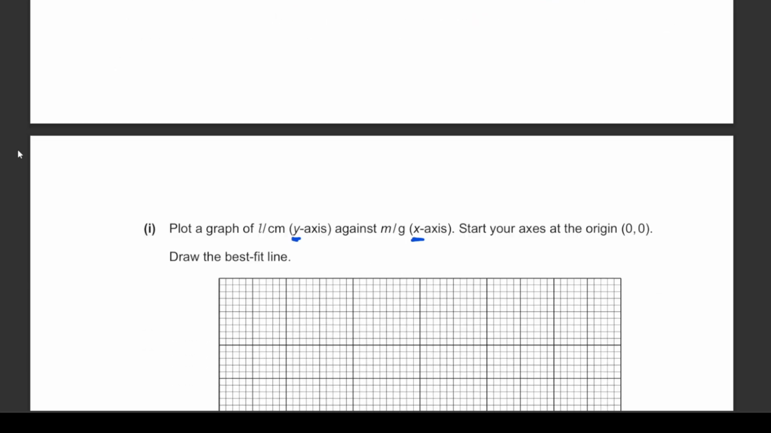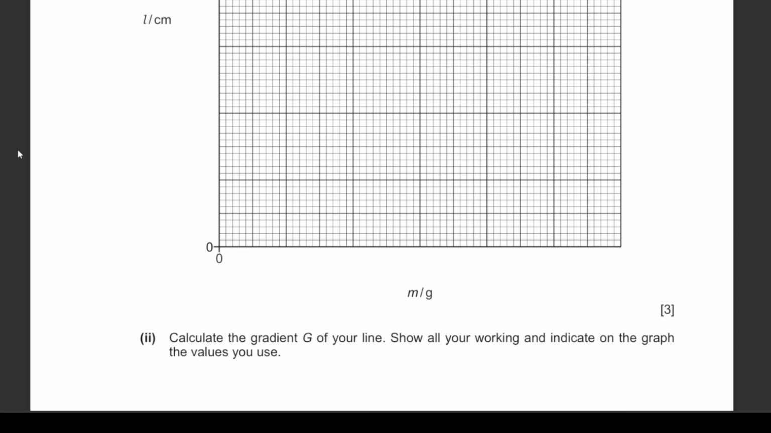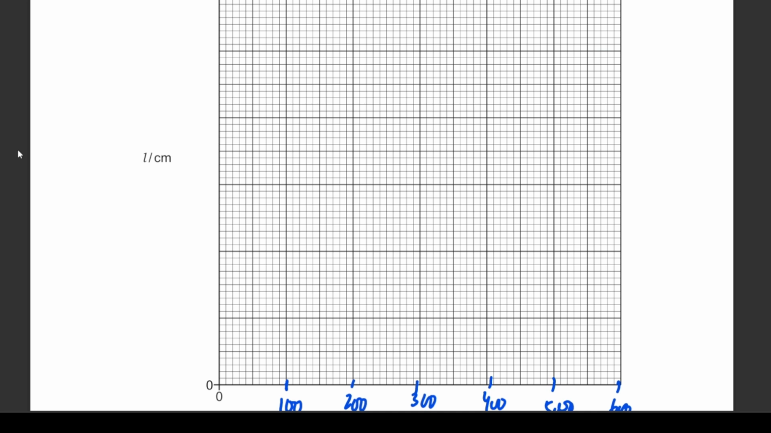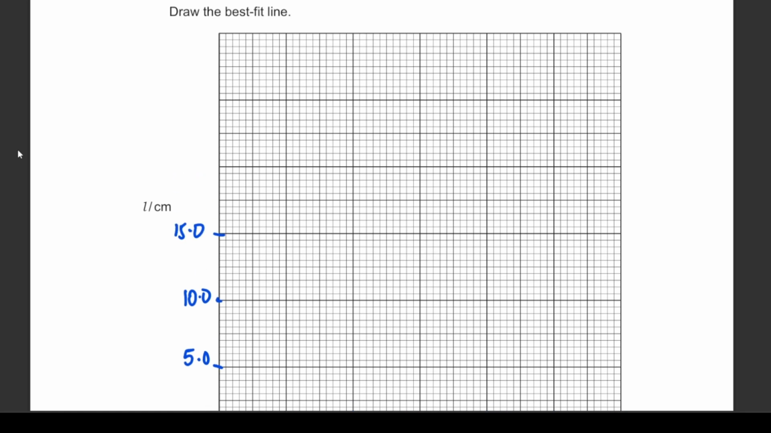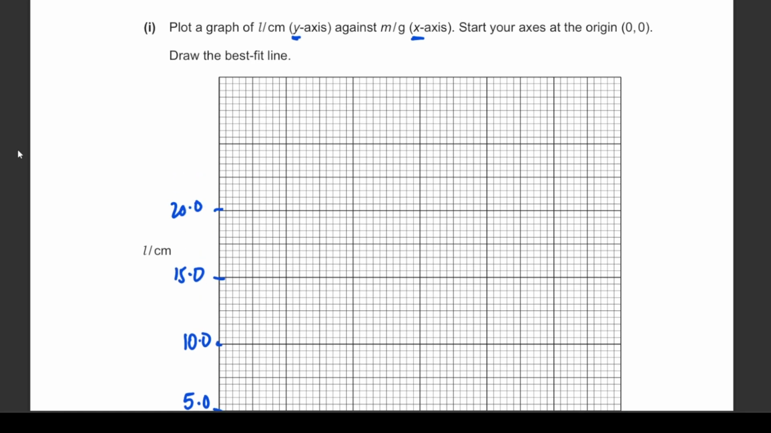Okay, so the scale I'm going to choose is going to be 100, 200, 300, 400, 500, and then 600. And on the y-axis, I am going for a scale of 5, so 5.0, then 10.0, 15.0, and then 20.0, and then 25.0, and then 30.0.